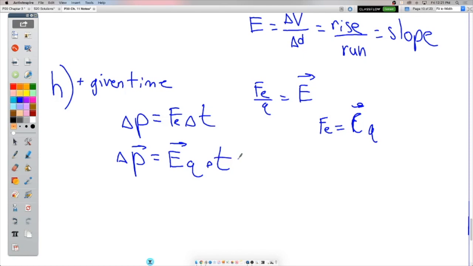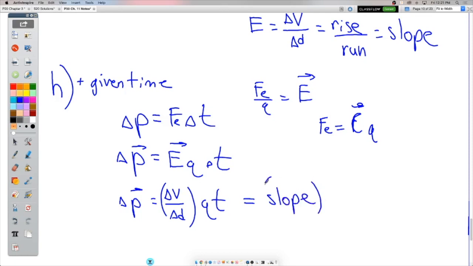We already know this is the slope, but if we want to be really rigorous, which we always should be, this equals, replacing the electric field with its expression, the potential difference over d, times Q times the time interval. And so if we wanted the impulse, given time, we would take the slope and multiply that by the charge and the time.